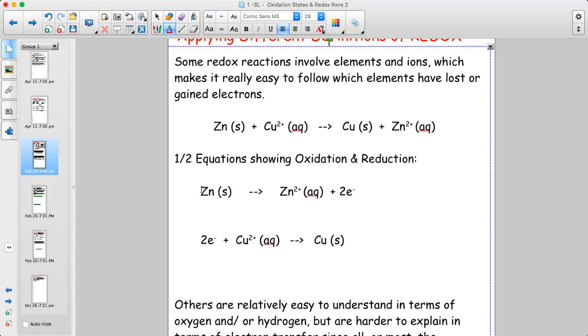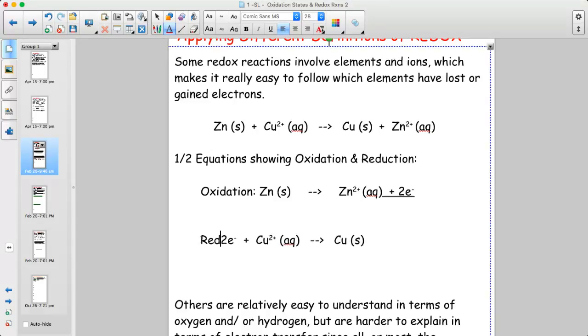In the first half equation, we're looking at oxidation because I see that the zinc is turning into zinc 2+, and in order to do that, it has to lose 2 electrons. So the way I represent losing electrons is by showing them as a product, by showing them being given away on the product side, similar to how we would illustrate ionization energy.